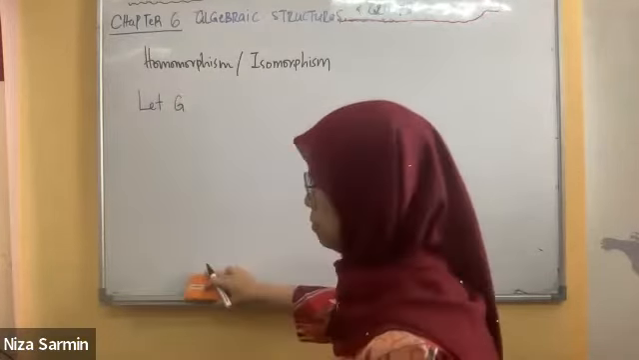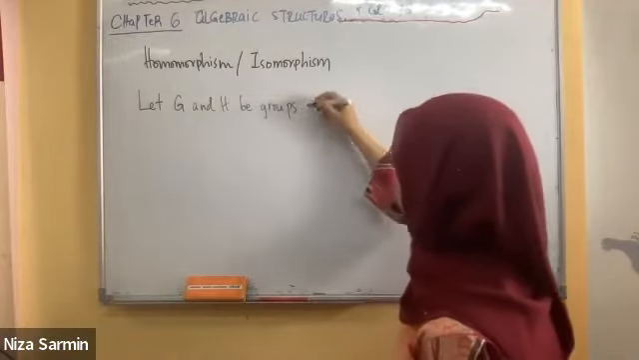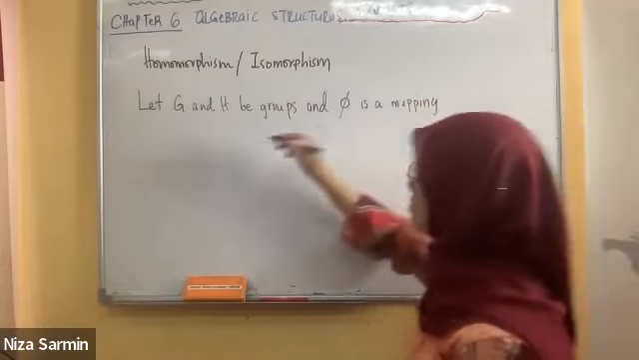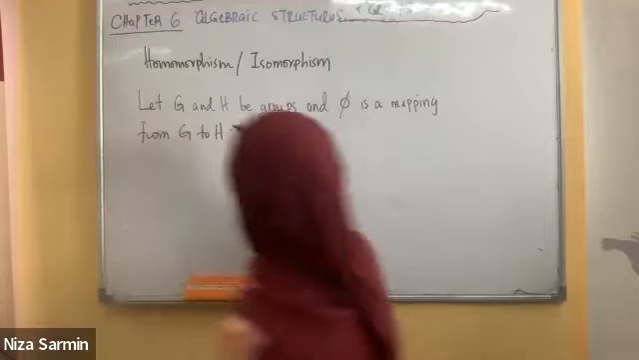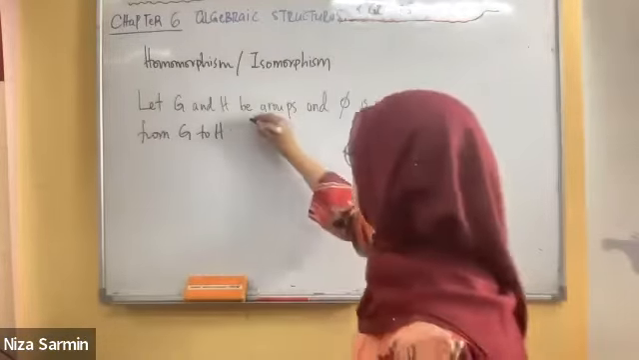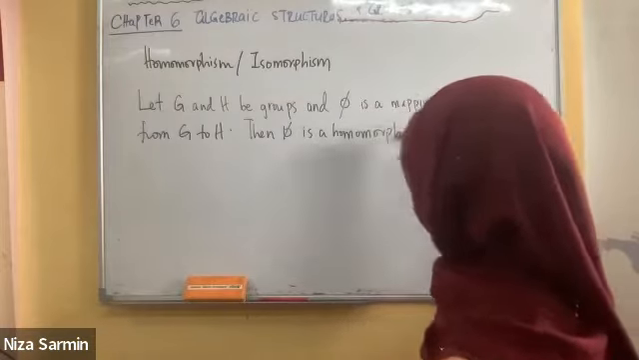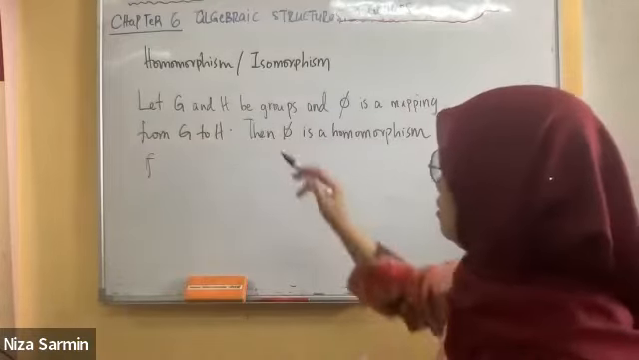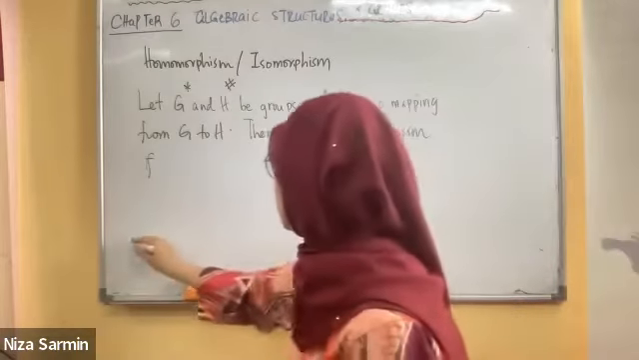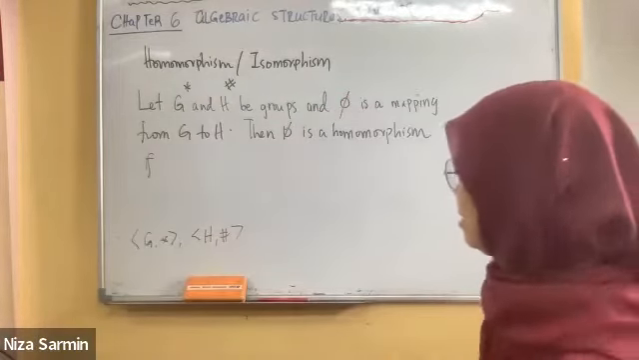Let G and H be groups, and Phi is a mapping from G to H. Then Phi is a homomorphism if, when I say G has an operation, G has the operation and H has an operation.